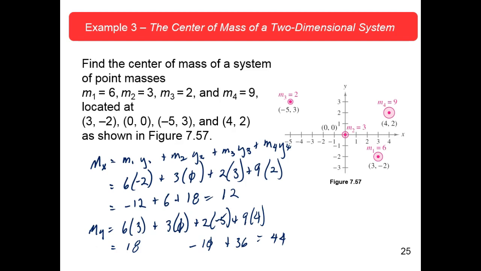Second? Total mass. What is your M? That's pretty easy. Okay. And that I think is 20, isn't it? 9 and 9 is 18 and 2 is 20. Okay? So, to get the center of mass, what do I need?